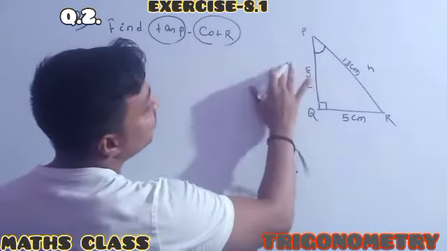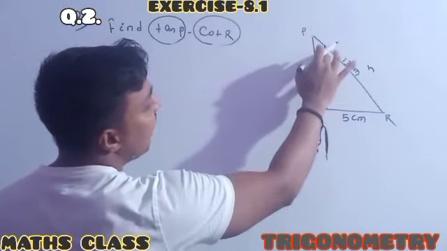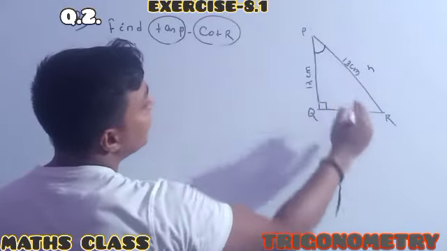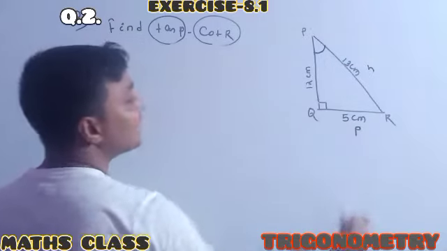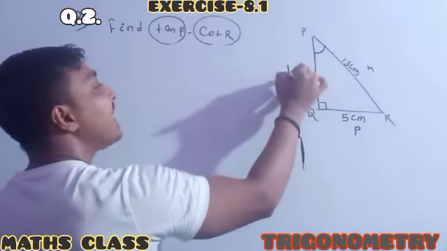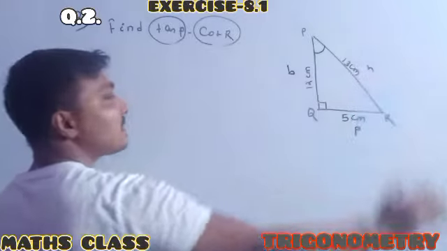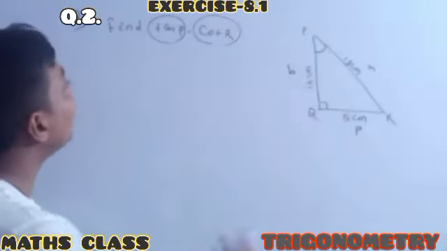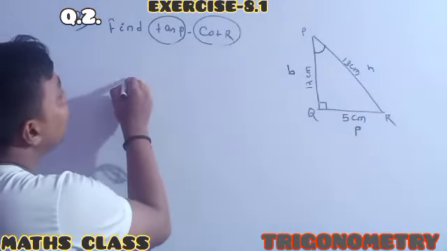See, tan P means, whenever I consider this acute angle, for this angle this one is its opposite side, this one is its adjacent side, and this one is the longest side, which is always the hypotenuse H.